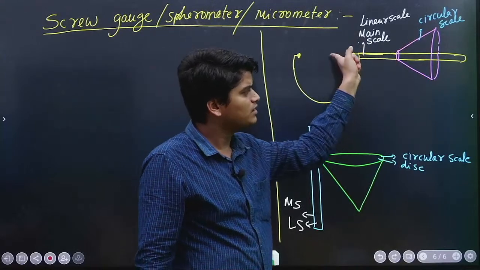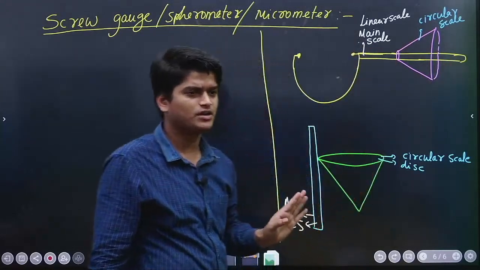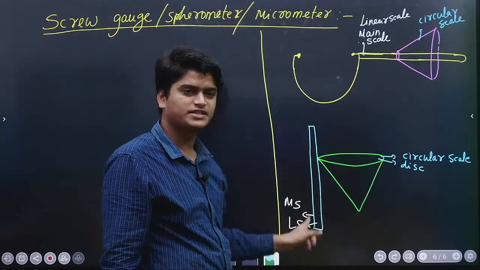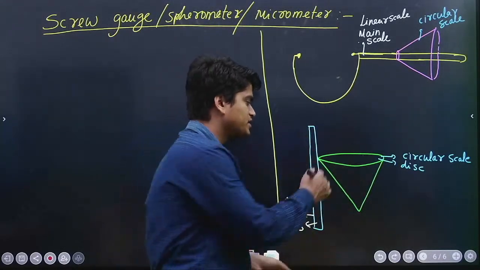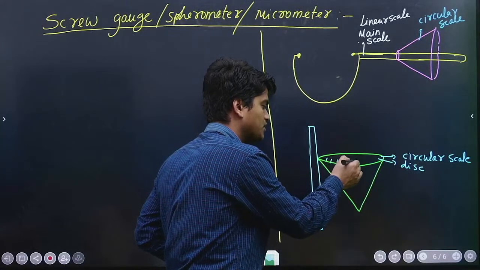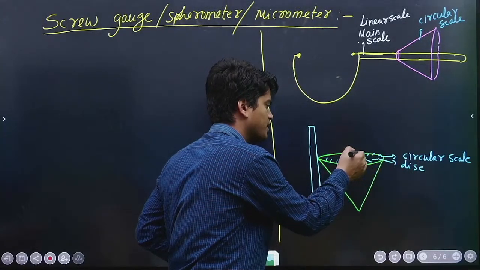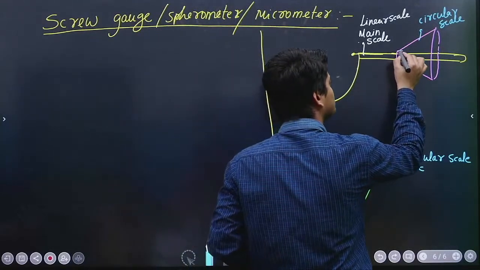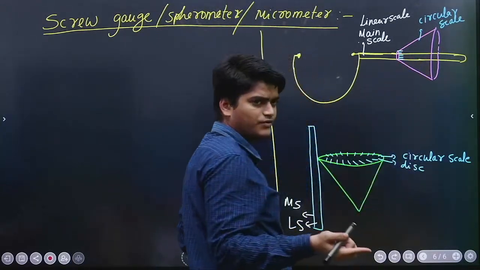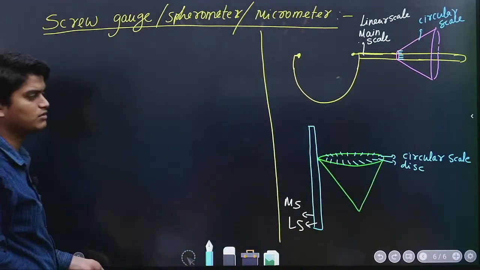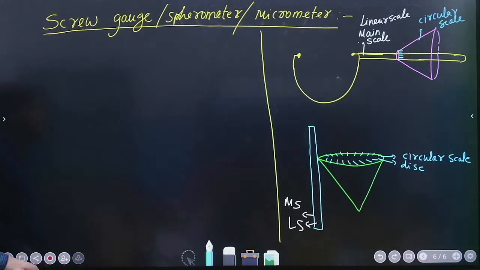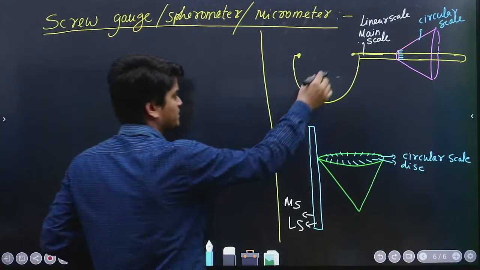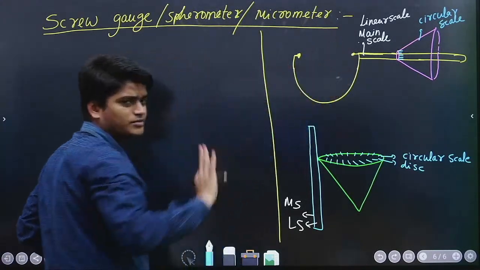For the linear scale, there will normally be marking in millimeters. Similarly, for the circular disc there will be marking on the periphery, on the circumference of the circle. Marking will be like this, starting from 0 to either 50 or 0 to 100 on the circular scale. Now listen, here we'll keep one instrument and do a measurement.